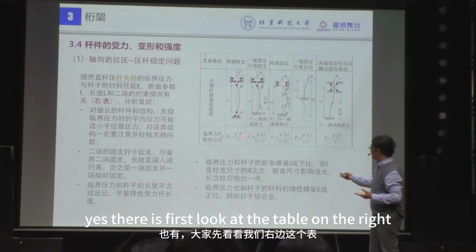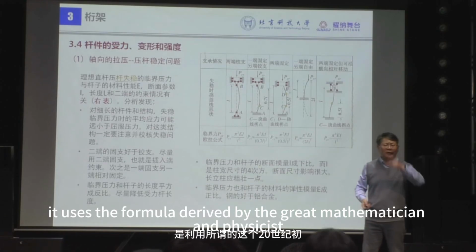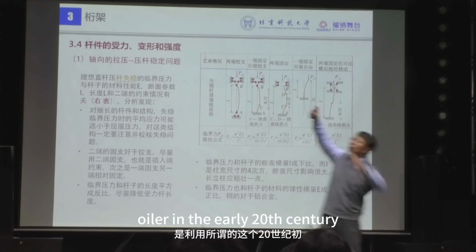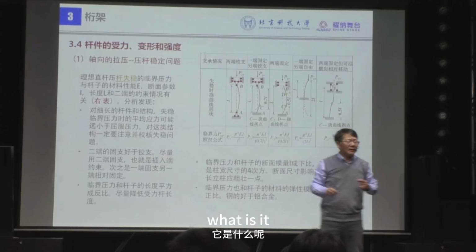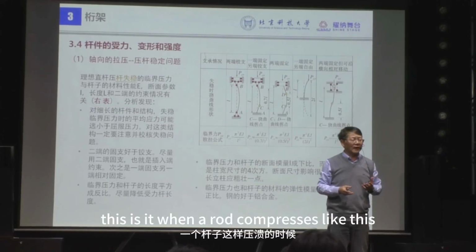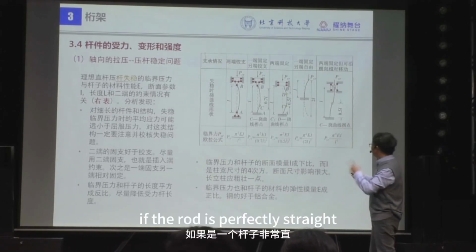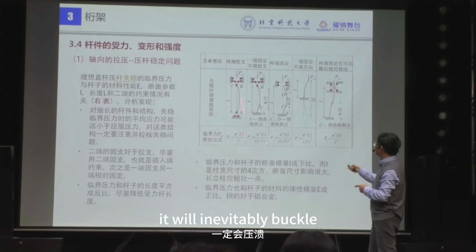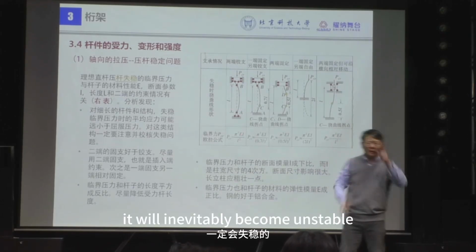Yes, there is. First, look at the table on the right. It uses the formula derived by the great mathematician and physicist Euler. What is it? This is it. When a rod is compressed like this, it must have a critical pressure. If the rod is perfectly straight, it will collapse after reaching a certain point. It will inevitably buckle. It will inevitably become unstable.